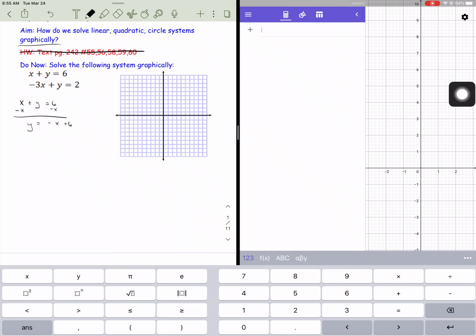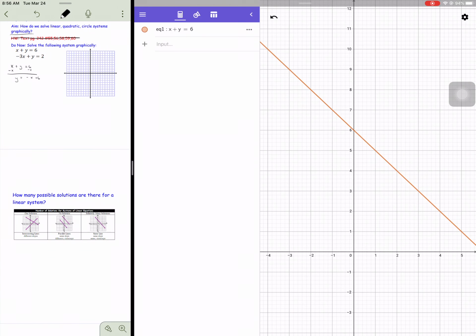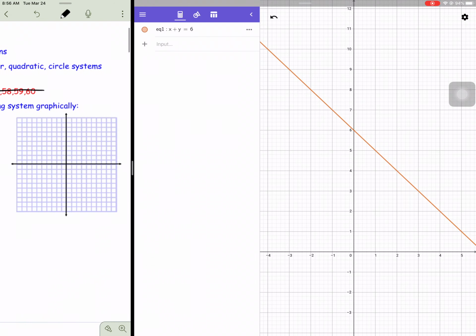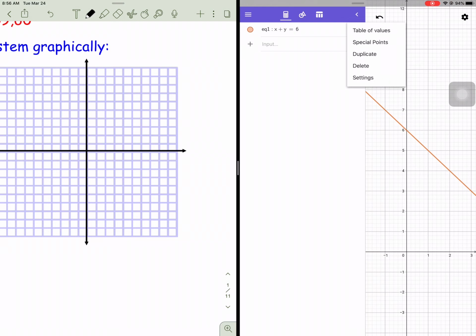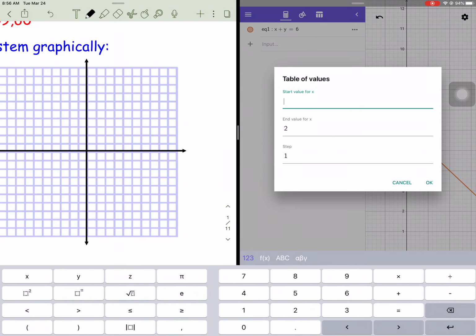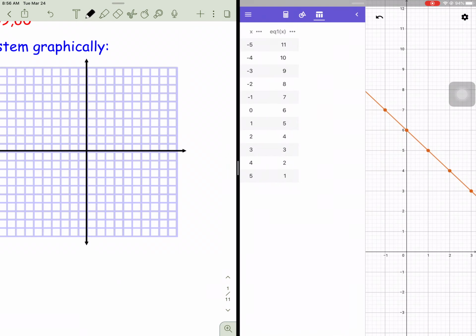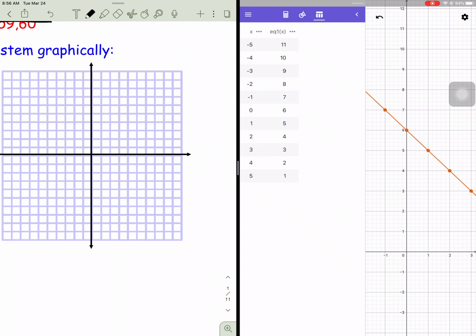Now, luckily, if you're doing it graphically, you don't need to do that in GeoGebra. So, I'm going to graph x plus y equals 6. And there it is. Now, how do I graph this on my actual graph? Well, a couple things you could do. You could do it based on the rules, or you can hit the three dots and hit table of values. And you could say whatever you want, from negative 5 to 5. And there you go. So we could say negative 4, 10, negative 3, 9, and you start to see it's just a line like this. So we make the line.